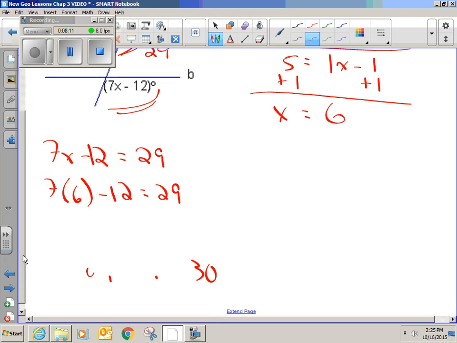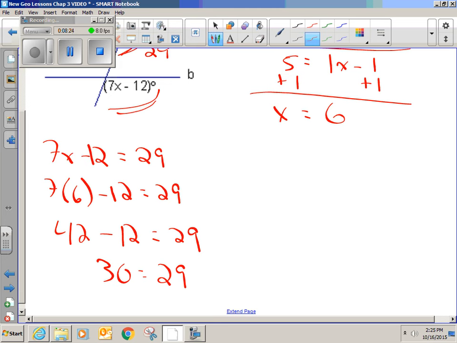I'm going to get 42 minus 12 is equal to 29, which means 30 is equal to 29, and hey, guess what? That's not equal, so therefore those 2 lines must not be parallel. Okay, so we proved that with a counter example.